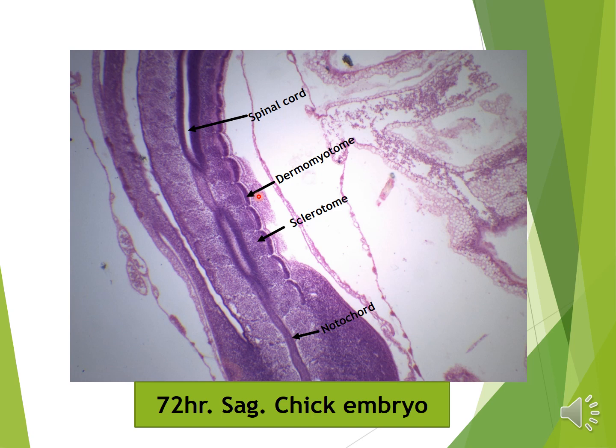The sclerotome surrounds the neural tube, here the spinal cord, and the notochord. The sclerotome is loose tissue, while the dermomyotome is dense tissue.